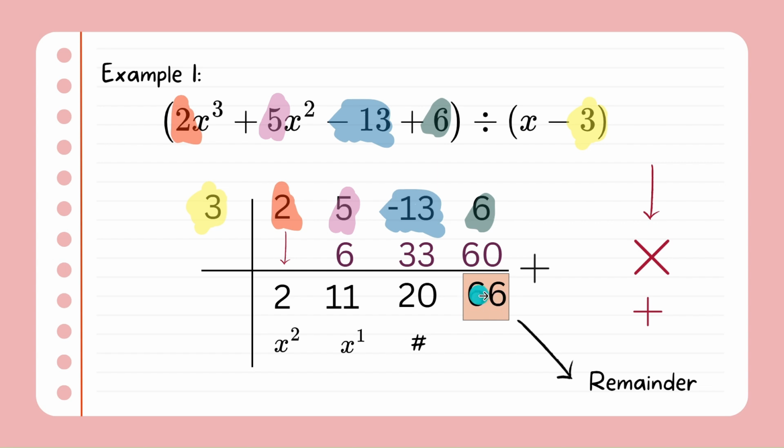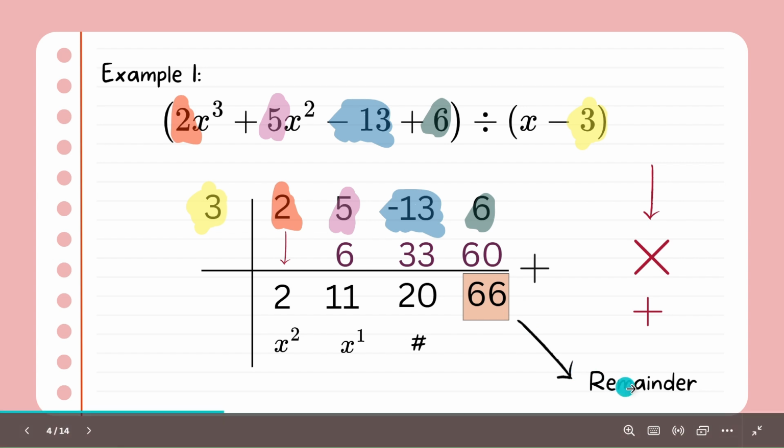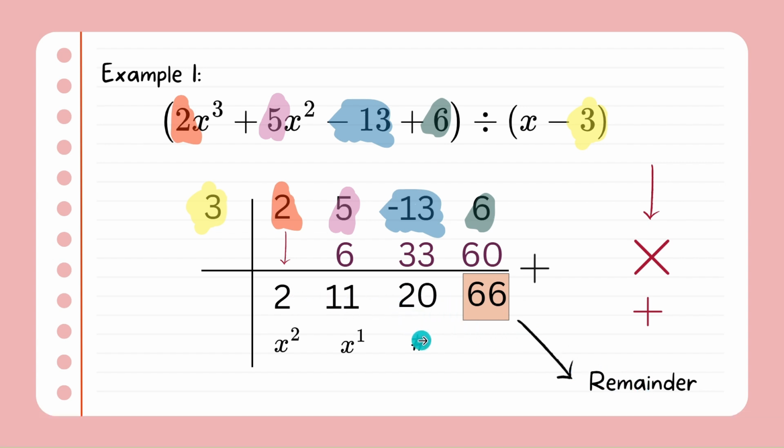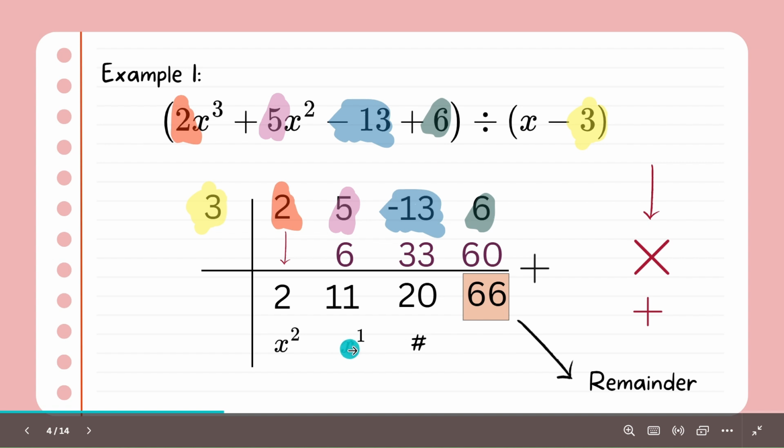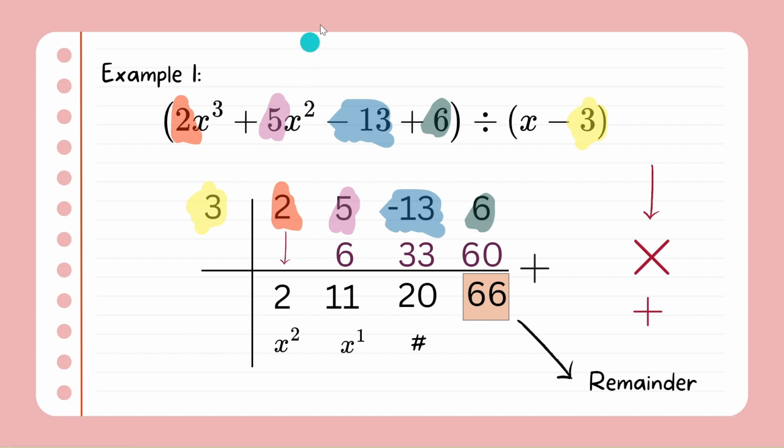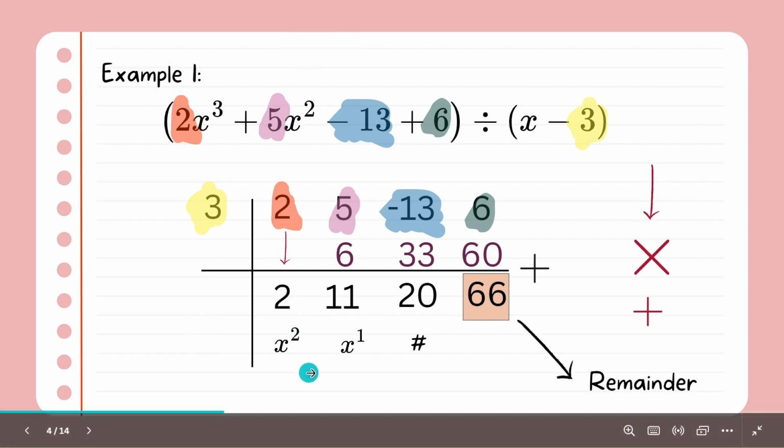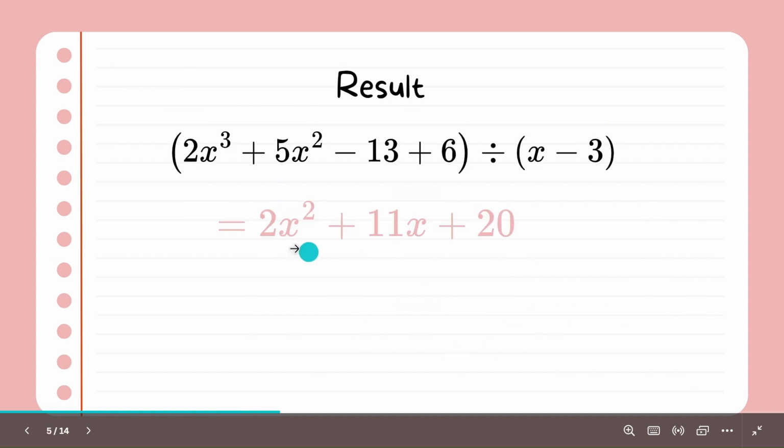The last term below the chart is always going to be the remainder. And then for the remaining 3, we label them from right to left, starting with the constant. And then we have the variables of x in increasing degree, so x1 and then x2 and then x3 and so forth. So our answer is 2x squared plus 11x plus 20.